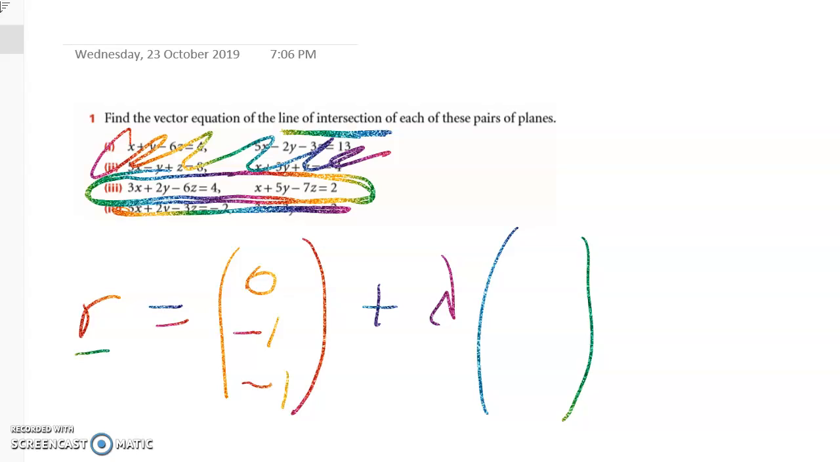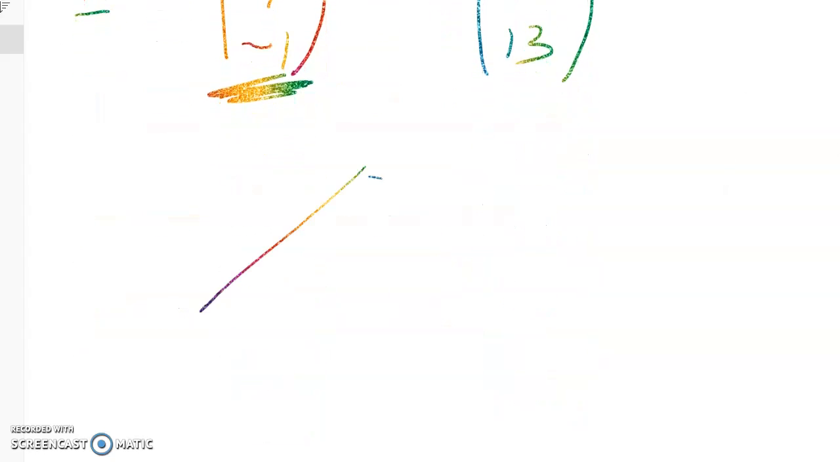And Andrew emailed me and said he couldn't see where this came from. And I think, Andrew, it was this bit here. So I'm going to go through this quite slowly in case there's anyone else watching who hasn't revised this yet. So let's think about what we mean by the intersection of two planes.